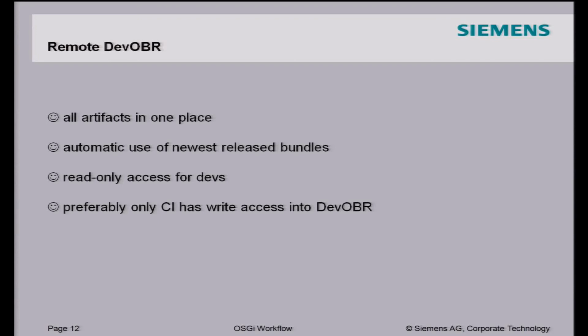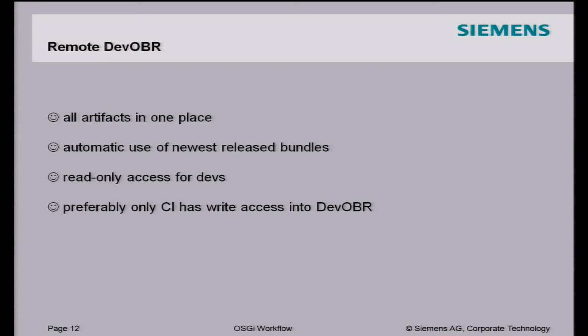We still have the option to make the DevOBR available, served somewhere centrally, and everybody links to that. And we call this the remote DevOBR. And you can see we like this option. You have all the artifacts in one place. The nice part compared to the local DevOBR is that the CI can deploy something into this repository, and all the other users wouldn't have to update any kind of copy, but they would automatically get the newest version that was released.